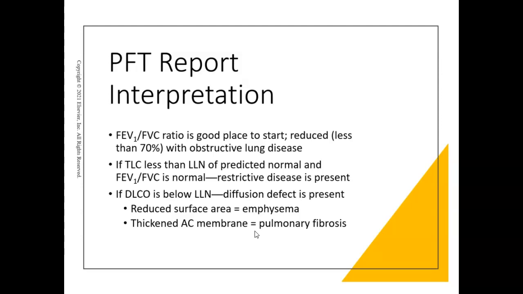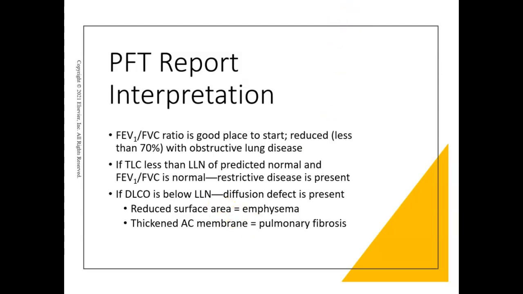Then I can go on and look at my TLC, and see if it's within the normal limits, or if it's lower than the lower limit of normal, then I am going to consider this a restrictive disease. So less than 80% of the lower limit of normal is going to be restrictive disease. Your DLCO, if that's less than 80% of predicted, then that is a diffusion defect.